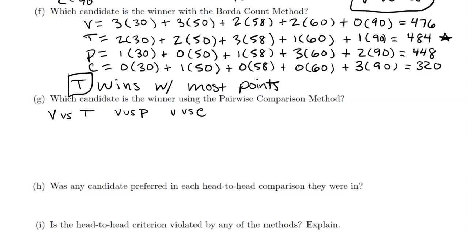Then we can look at the rest that T will be in. So say T versus, we already did versus V, so then we can do P, and T versus C. Then the last one we need is P versus C.